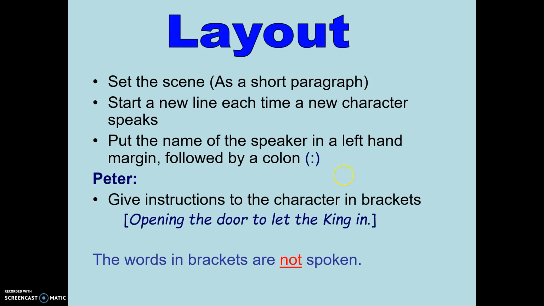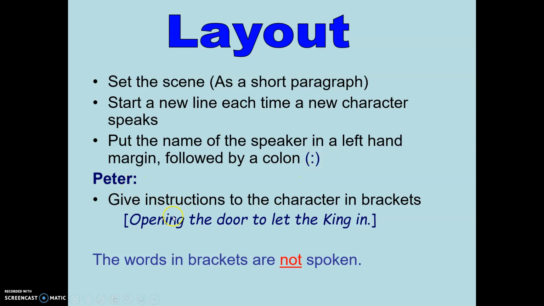Of course, the layout, that's important. Make sure you set the scene as a short paragraph. Start a new line each time a new character speaks, and put the name of the speaker in the left-hand margin followed by a colon. And I've put this here. This is what the colon is. It's the 2 dots. Don't put the parentheses around it, but I just did this to show you what a colon is. So here's an example.